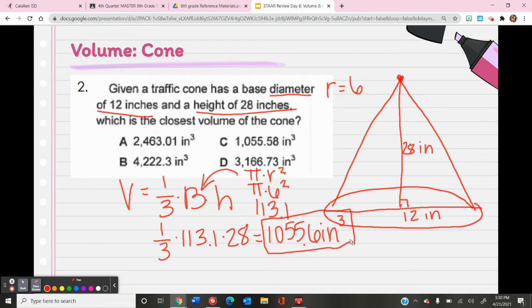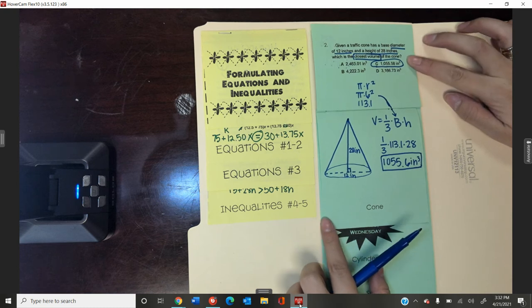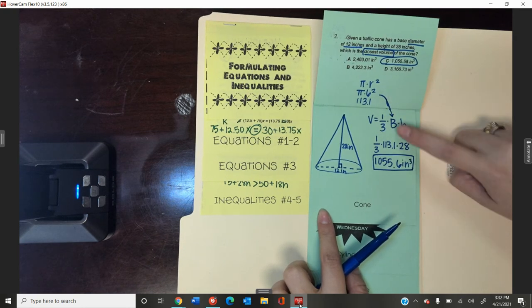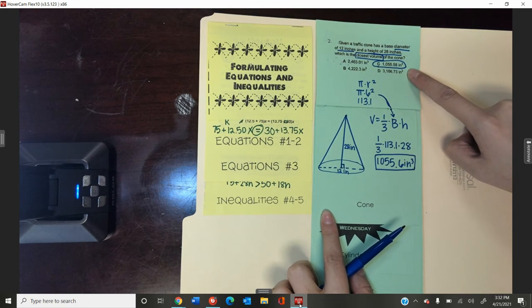Now again, we're going to pick the closest one because it just depended on how we rounded, and that means that C here is going to be my answer. Now going ahead and looking at your foldable, this is everything you should have written down for finding the volume of a cone. So I drew my shape out, I have my formula, I have how I found the area of my base, and then I just substituted my numbers, and this is how I got my answer.